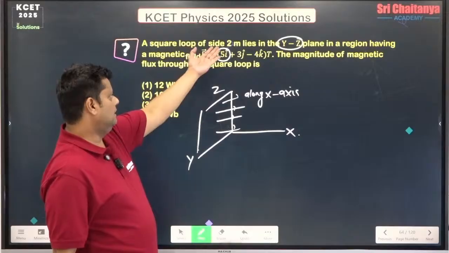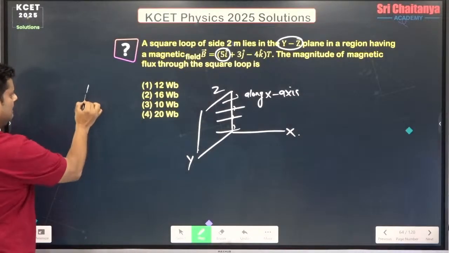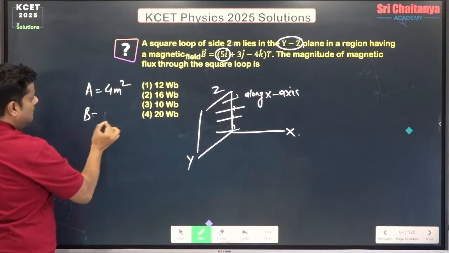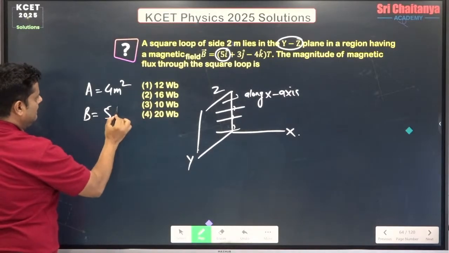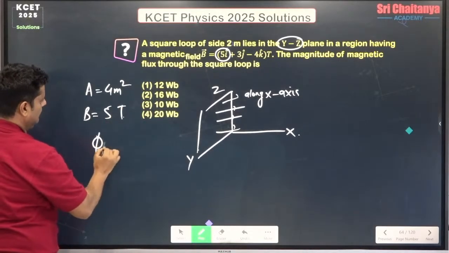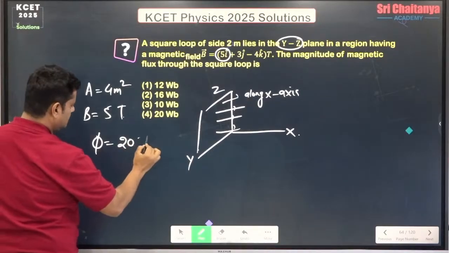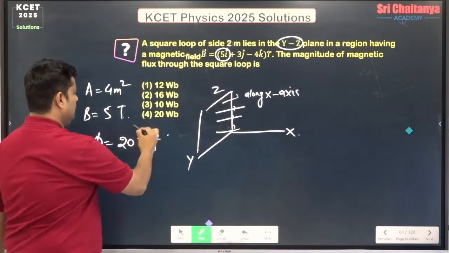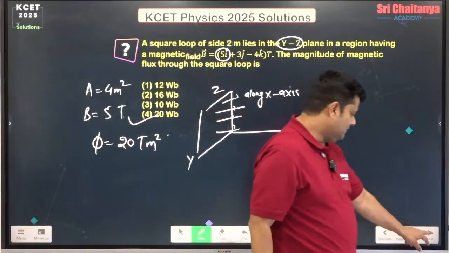What is the area of this loop? The side of the square is 2 meter, so the area will definitely be 4 meter square, and the magnitude of the magnetic field is only 5 Tesla. So flux will be 4 times 5, which is 20 Tesla meter square, or we can say 20 Weber. So this will be the correct answer, and it is a very straightforward question.